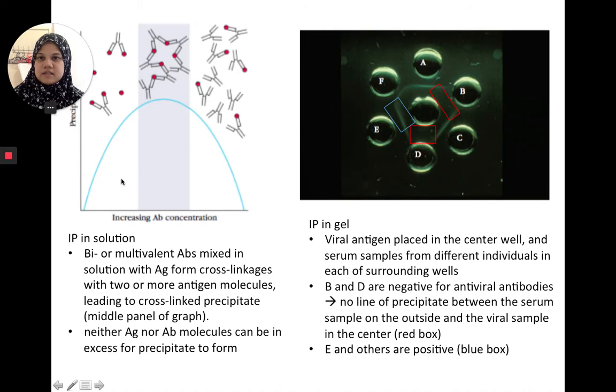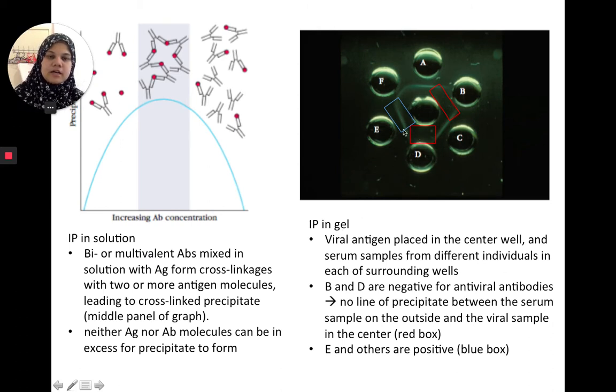So if it did meet in this sweet spot concentration, you'll have this cross-linking occur, where multiple antibodies will be binding to antigens, and then they'll kind of cross-link. Then you'll have that precipitation line.